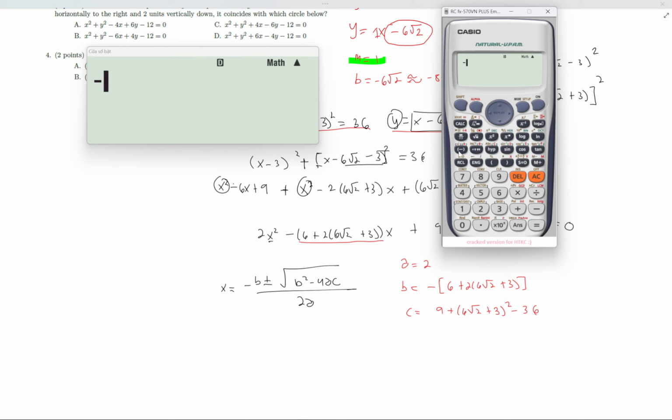Now in the same manner, let's have this negative 6 plus 2 times the quantity of 6 square root of 2 plus 3.